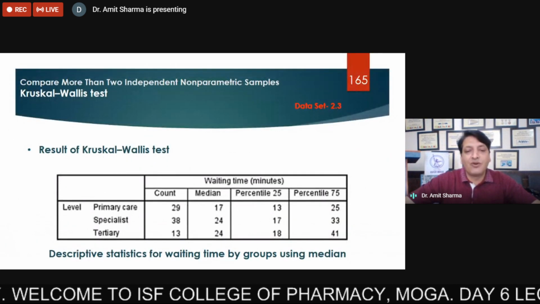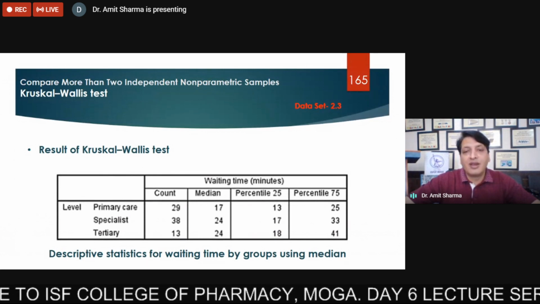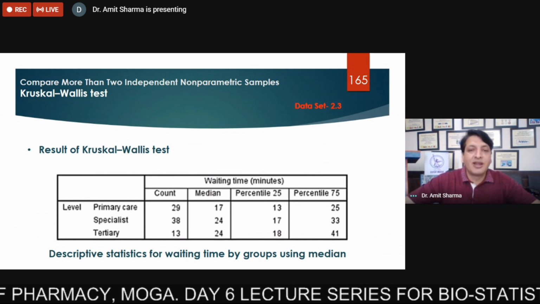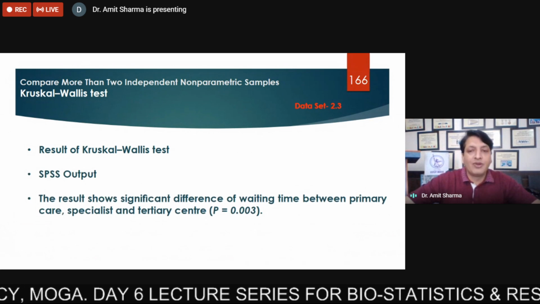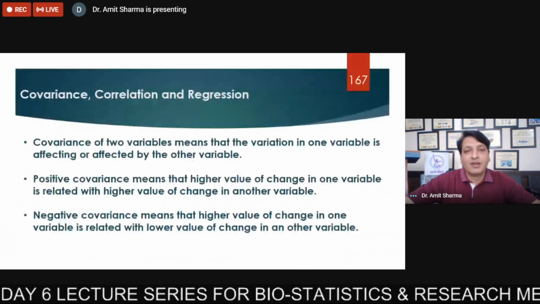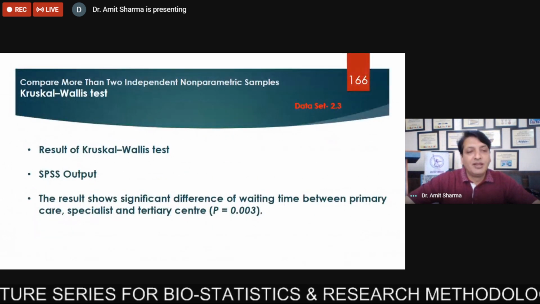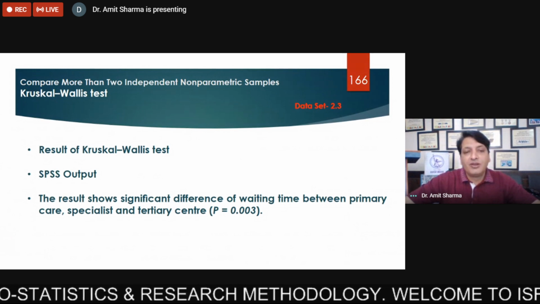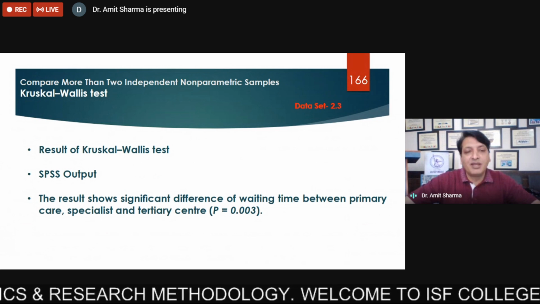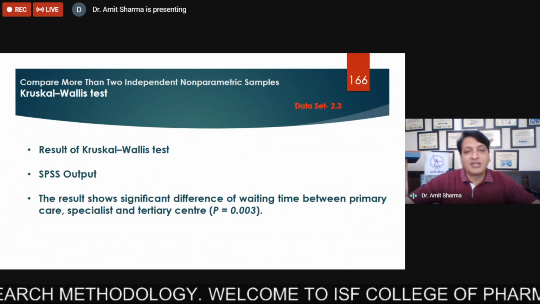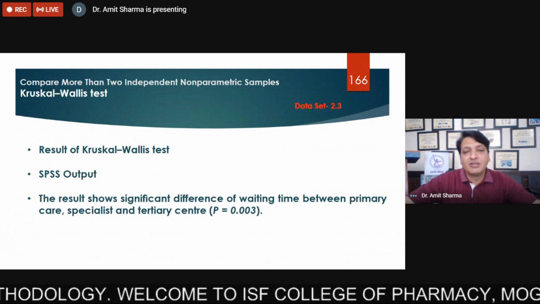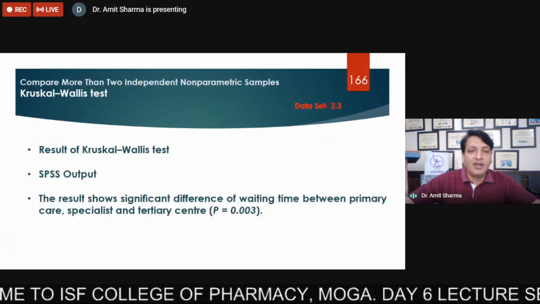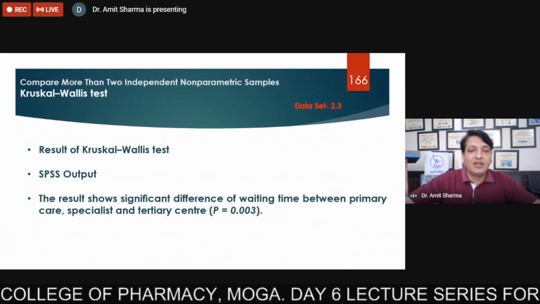Descriptive statistics for waiting time by group, using the median, you can add in the thesis or research paper. No need to add a whole table. Directly you can write the results in MLA style, as I told you in the previous test also. You can write: the result shows a significant difference of waiting time between primary care, specialist, and tertiary center, and the p value was found to be 0.003. Like this you can proceed.